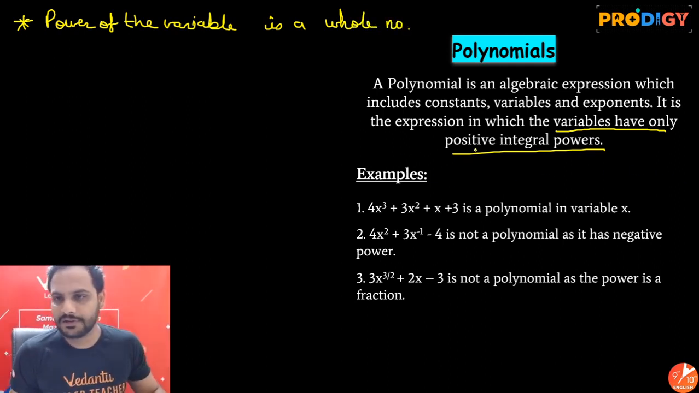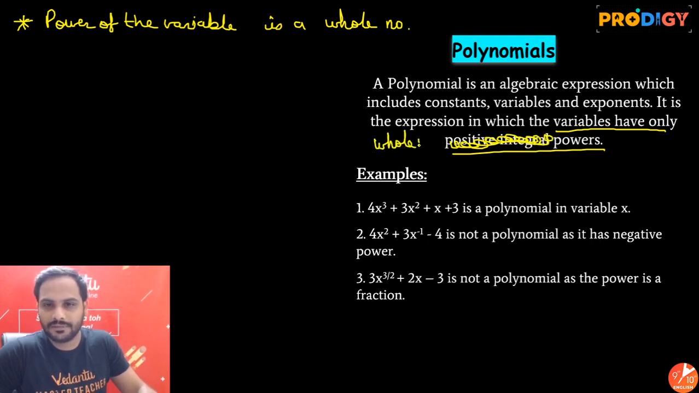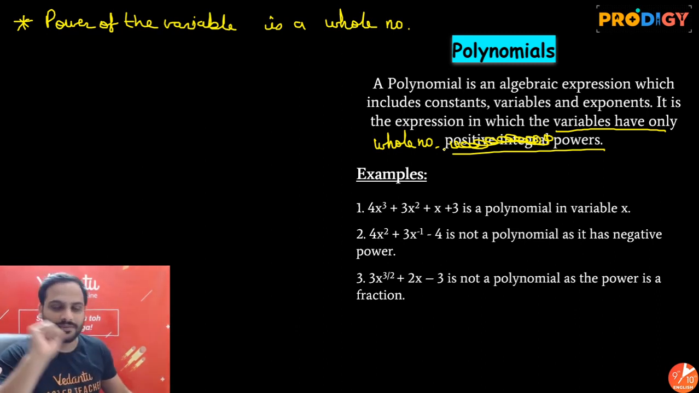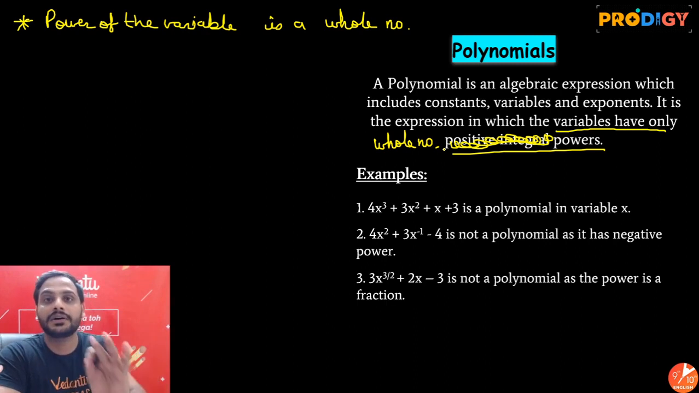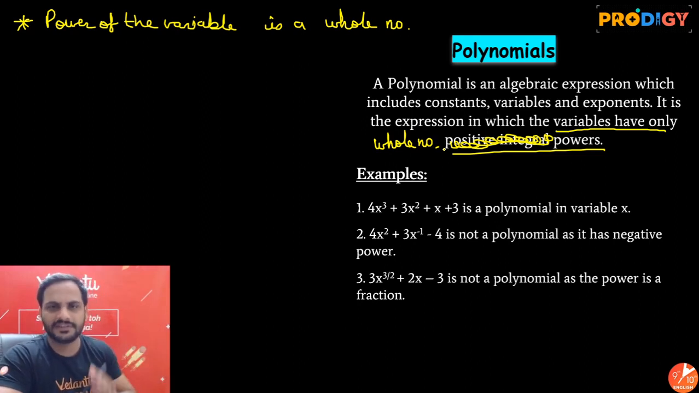Actually, positive integral powers here, 0 is also allowed. So I will say variables have only whole number powers. Positive integer will not be correct because 0 is also allowed. Variable's power can be 0 as well. So power of the variable must be a whole number. This is the condition. That means beta, power cannot be negative, power cannot be in fraction. It must be 0, 1, 2, 3, 4, 5, 6 and so on.